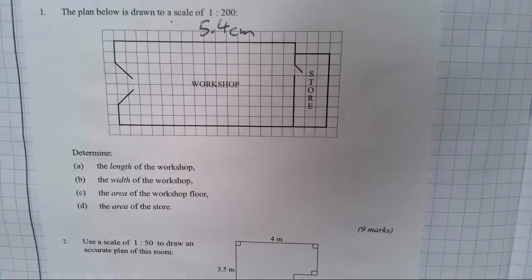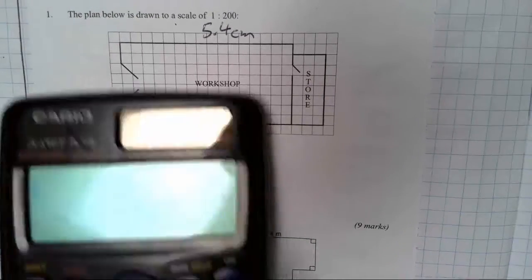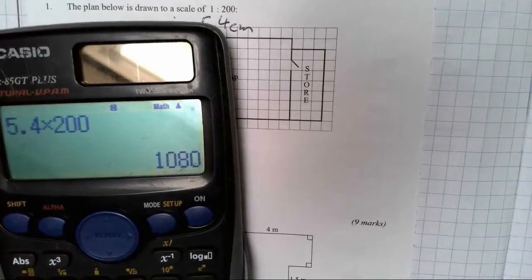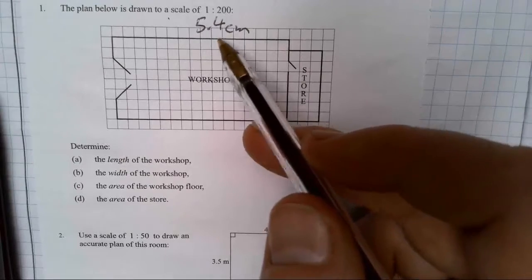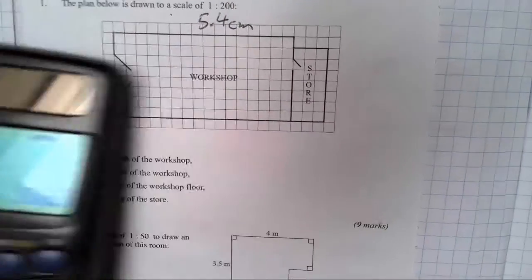Now I'm going to draw that on there. So the length of the workshop is 200 times that. That's what this scale 1 to 200 means. So I'm going to do 5.4 times 200, and that gives me 1080. Now if you had this as 5.3 or 5.5, and you've got the correct working out here, I will allow it.